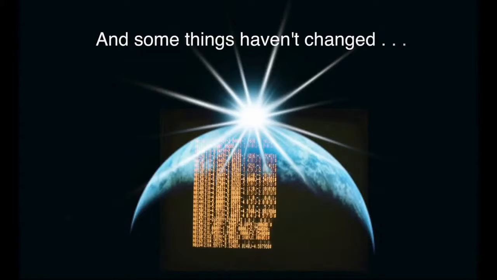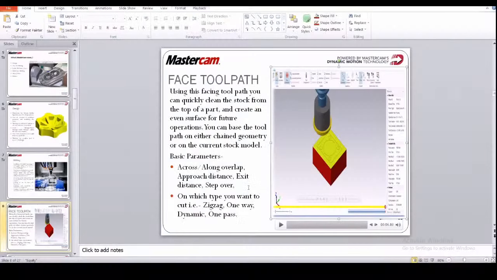So as you can see, the first machining operation in milling, we have to do the face toolpath, or facing operation. For this facing operation we need some basic parameters. So what is a face toolpath? Using this toolpath, one can quickly clean the stock from the top of the part and create an even surface for future operations.